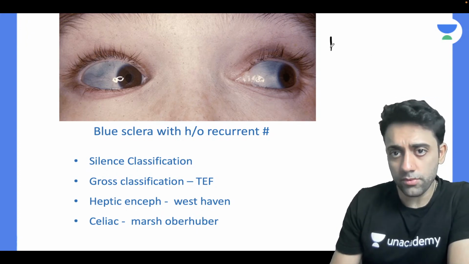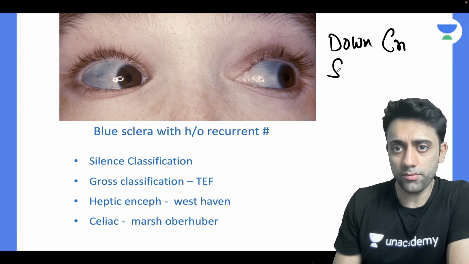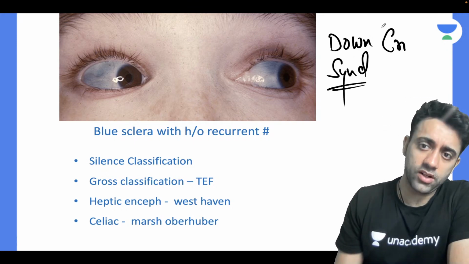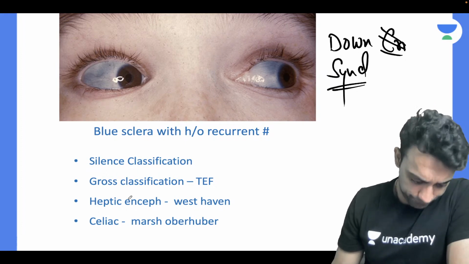What about Down syndrome? Do we have any criteria to diagnose Down syndrome? Which criteria do we use for Down syndrome? What is the name of the criteria we use in Down syndrome? Can you please tell me?